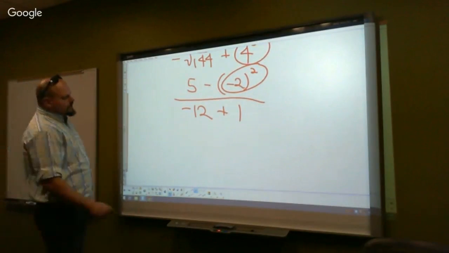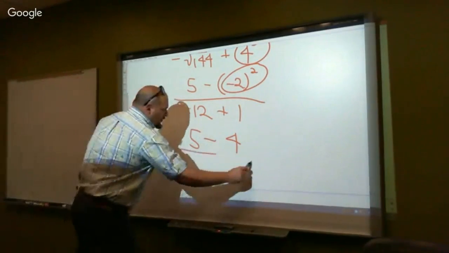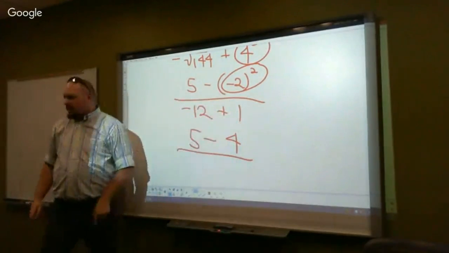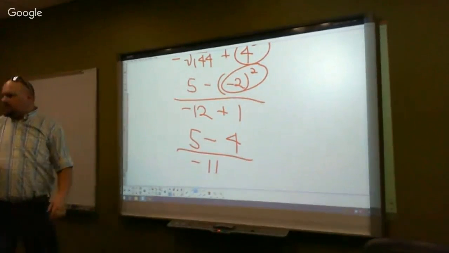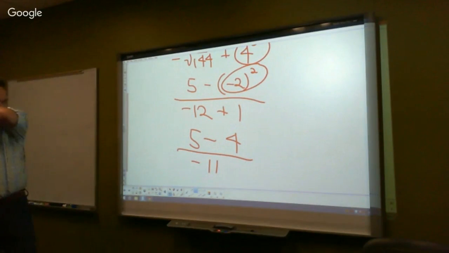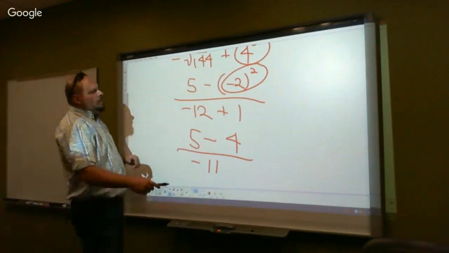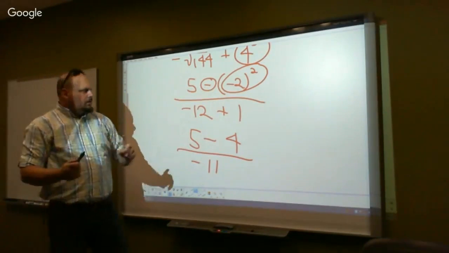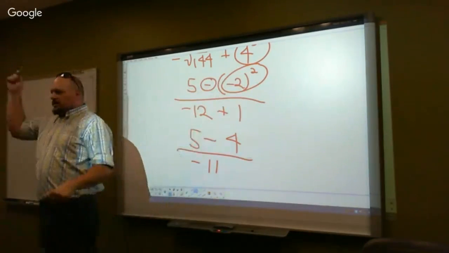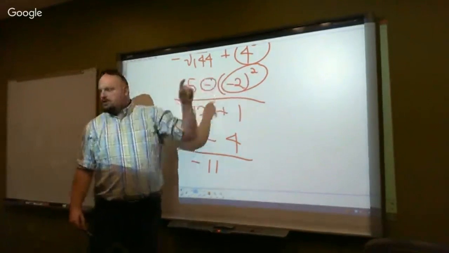Got it. Yes. So now we have 5 minus 4, right? Over, what's negative 12 plus 1, Pox? Negative 11. Very good. Okay, there are two negatives, so it should be like a positive here. No, this negative sign is like multiplying. What about the other one? This is exponents. What comes first, exponents or multiplication? Exponents, right?